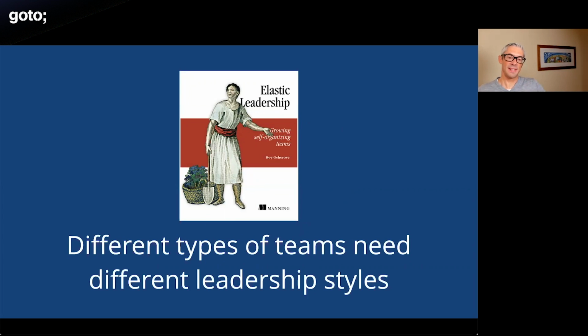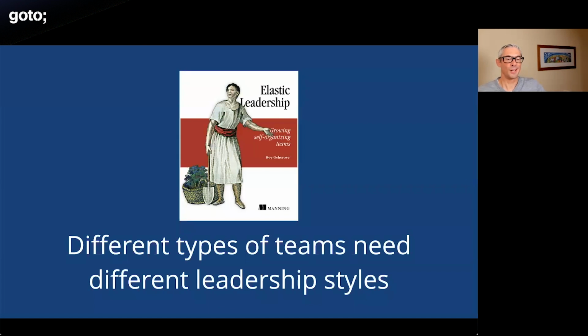Different types of teams need different leadership styles. This is something I realized a few years back, and Roy Osherove has a great book called Elastic Leadership that talks about this problem from a team leader perspective. I think the same issue happens from a technical leadership perspective. So if you've got a team of developers and they're fairly junior and they don't really know what they're doing because they don't have much experience, generally telling them what to do and helping them in a much more direct way, in a kind of command and control way, makes that team go faster.